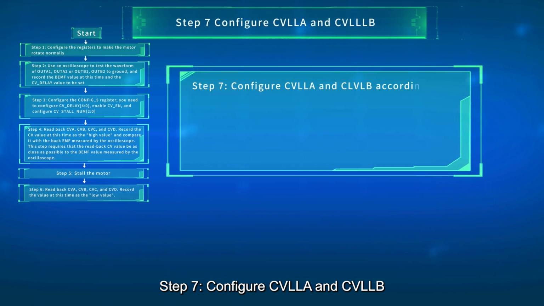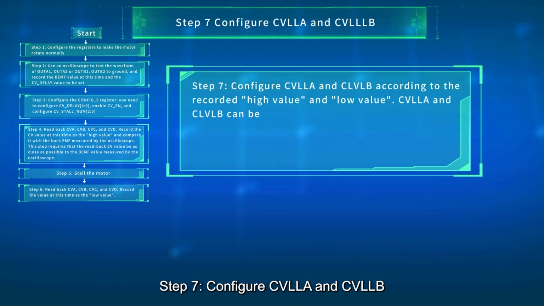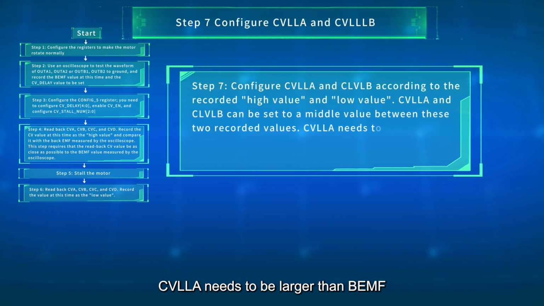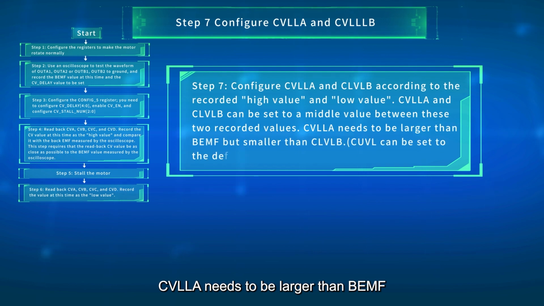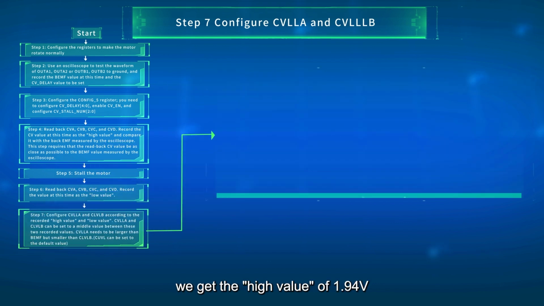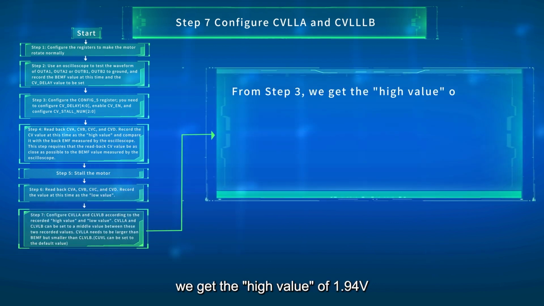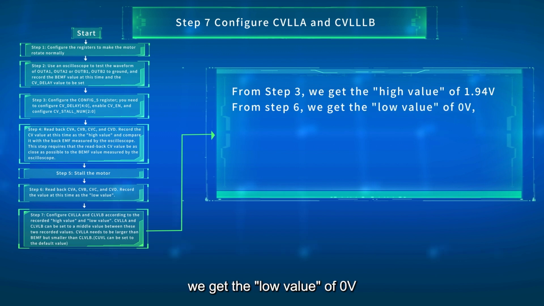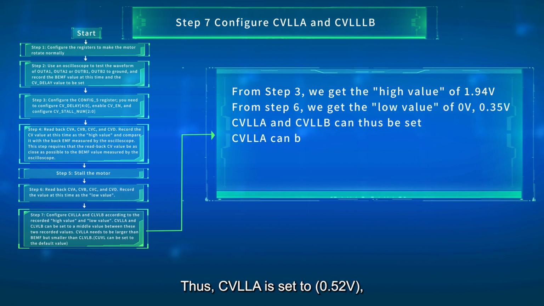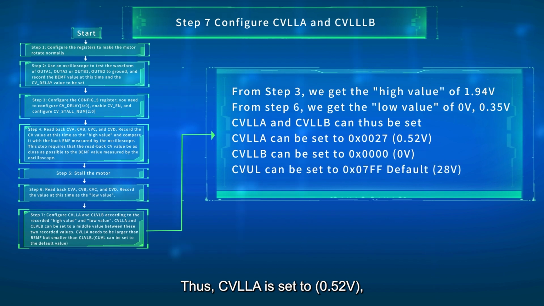Step 7. Configure CVLLA and CVLLB. CVLLA needs to be larger than the back electromotive force low value, but smaller than CVLLB. From Step 3, we get the high value of 1.94 volts. From Step 6, we get the low value of 0 volts. Thus, CVLLA is set to 0.52 volts, CVLLB to 0 volts, and CVUL to the default value, 28 volts.